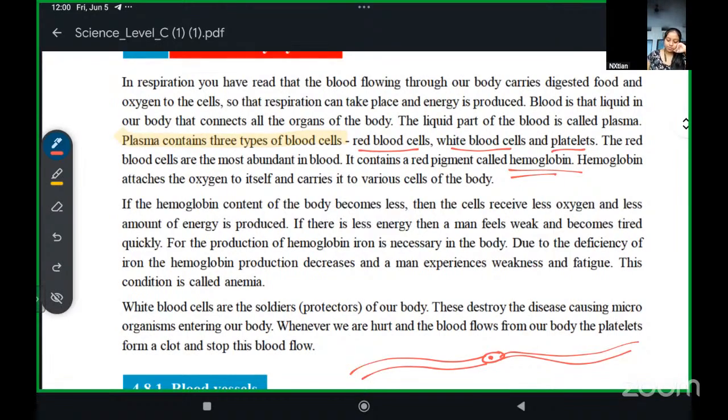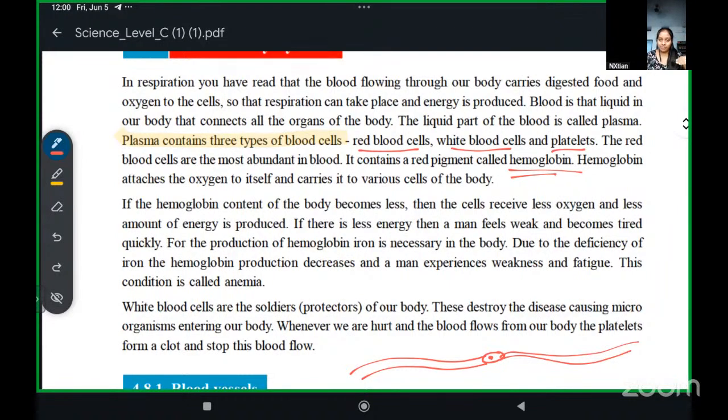Now if the hemoglobin content in our body becomes less, then the cells receive less oxygen and less energy is produced. Have you ever heard this term, weakness? I'm having a lot of weakness because hemoglobin is low. Have you heard this from some elders, that you're having weakness, your HB must be low? You must have heard it at home. Why is it related to weakness?